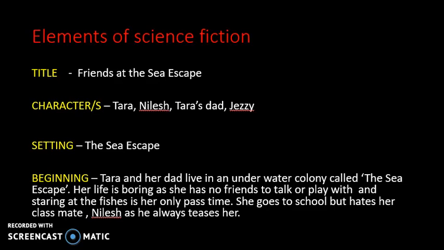Okay, the characters are Tara, we have Nilesh, we have Tara's dad, and we have Jesse. These are the main characters. There are many supporting characters which we will not discuss. Okay, we will be talking about only the main characters.